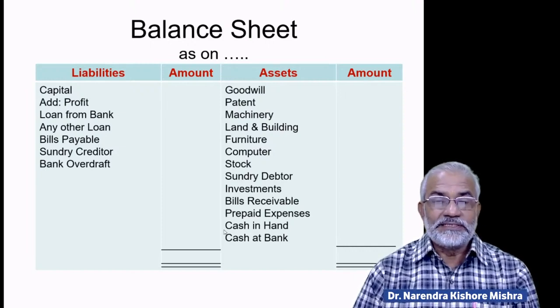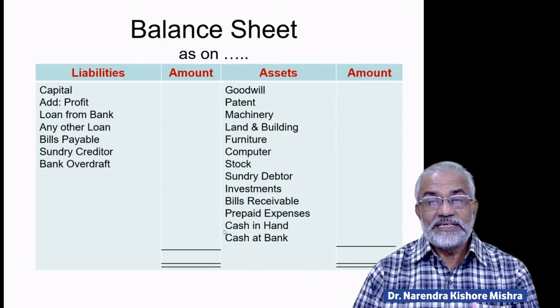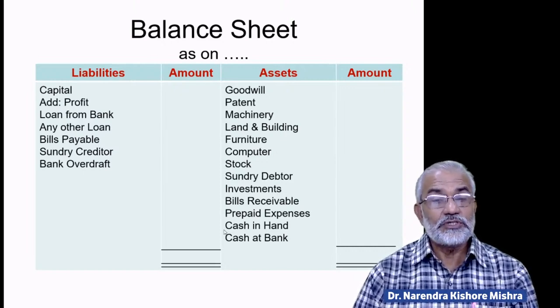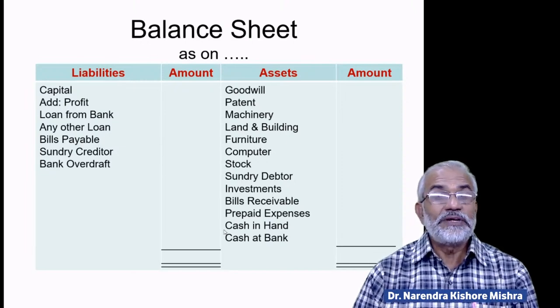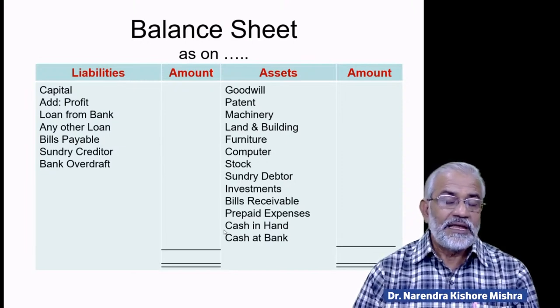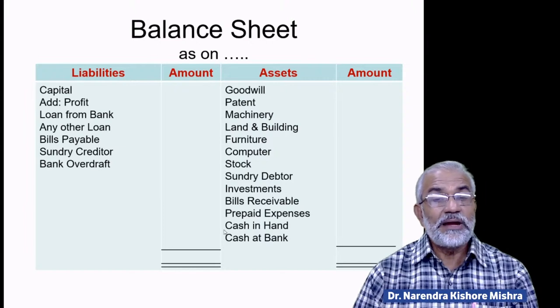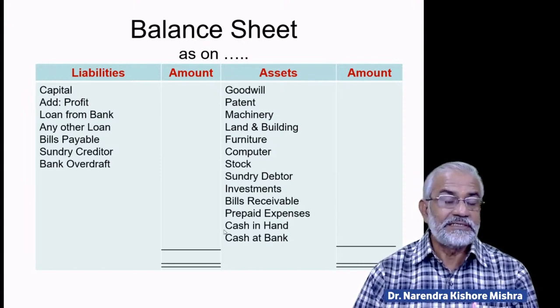Then the net profit. Whatever net profit is earned during the year has to be added with the capital, because that is also liability. Why net profit is a liability? At times it creates confusion in the minds of the students that net profit is asset and net loss is liability. But it's totally false. The reverse is true. Net profit is liability.